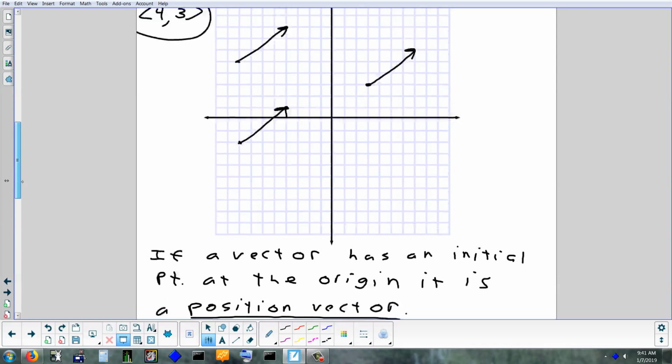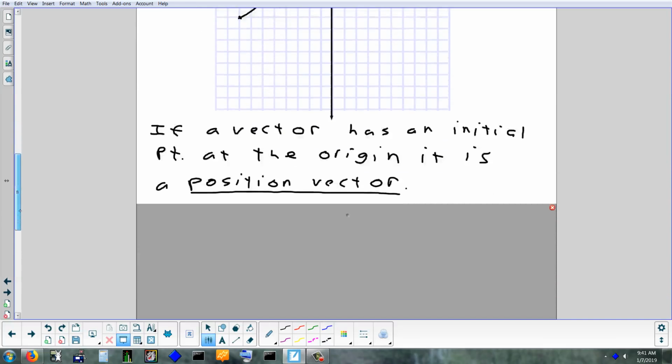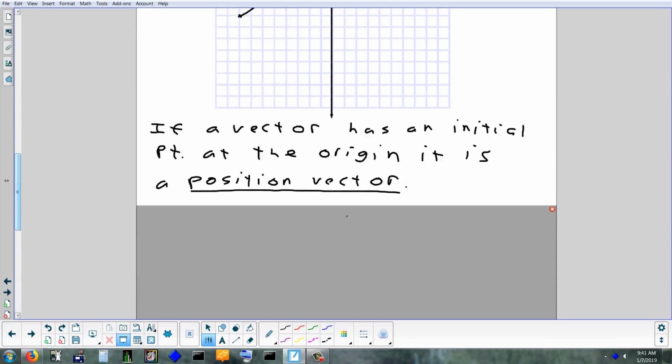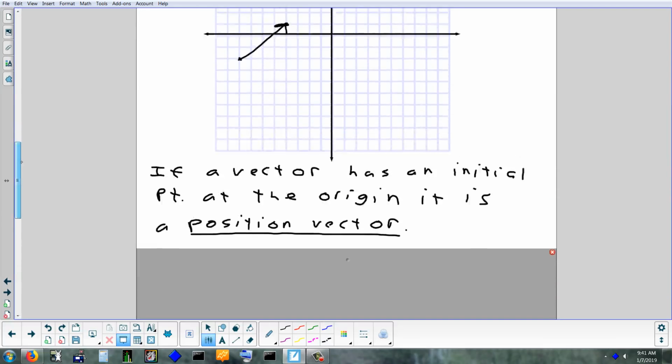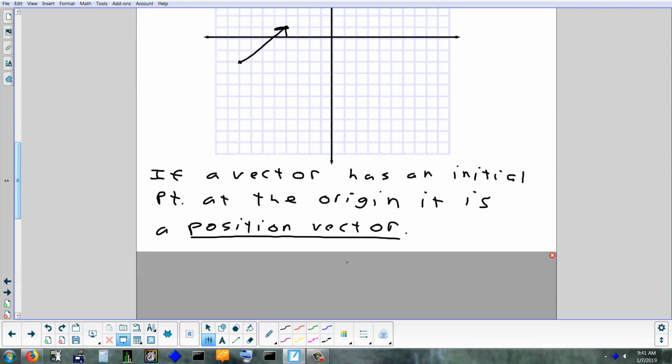None of these that I drew are position vectors. But we're going to take one of them and figure out what the position vector would be. It's basically like figuring out, if I dragged one of those arrows so it started at the origin, where would the terminal point be? Where would it end? That's basically what you're figuring out.